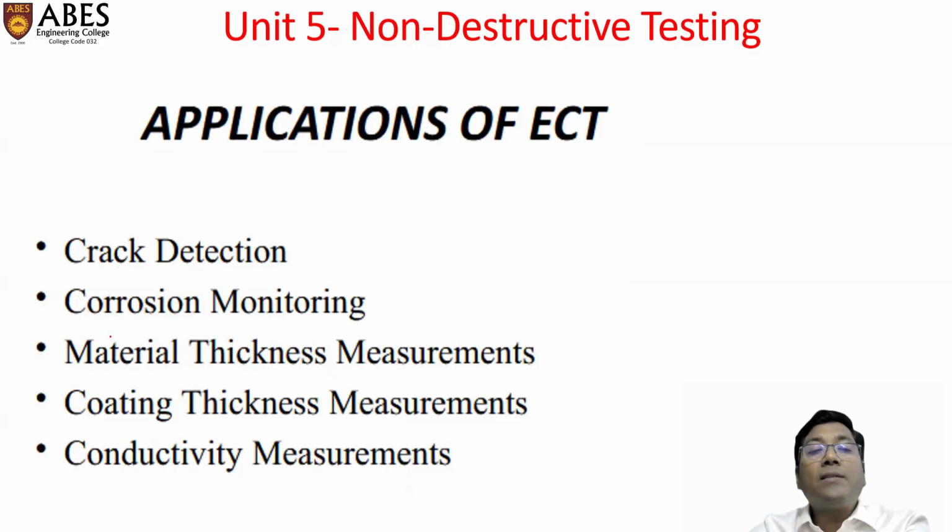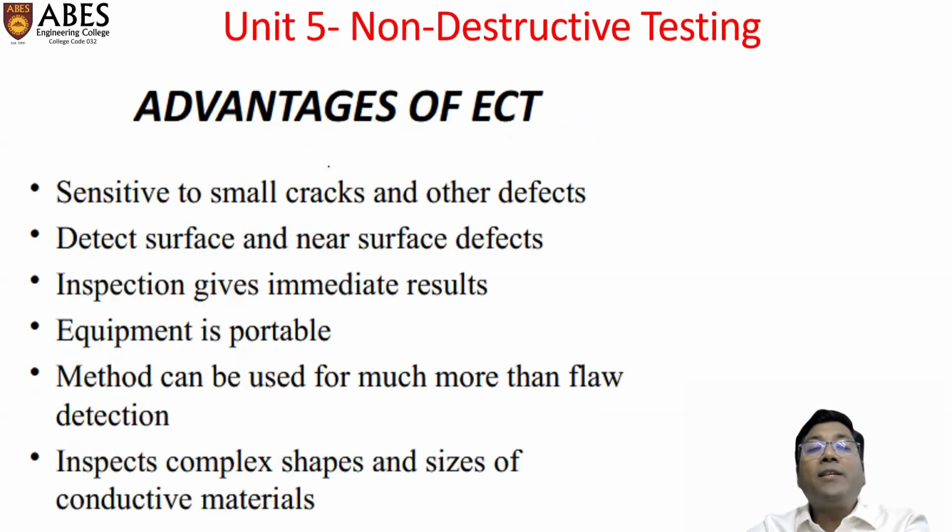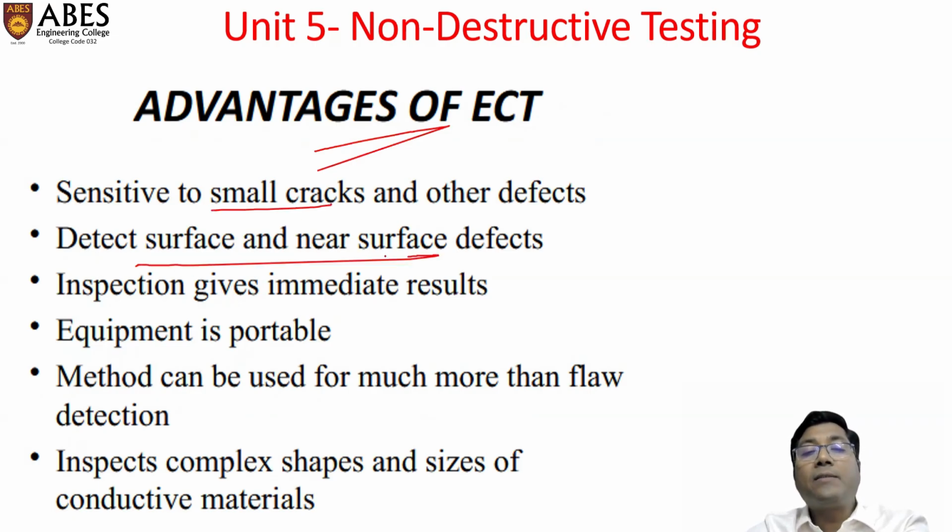Applications of ECT are crack detection, corrosion monitoring, material thickness measurement, coating thickness measurements, and conductivity measurements. What are the advantages of ECT? It is sensitive to small cracks and other defects. It detects surface and near surface defects. Inspection gives immediate results. Equipment is very portable and can be easily handled. The method can be used for much more than flaw detection and inspects complex shapes and sizes of conductive material also.